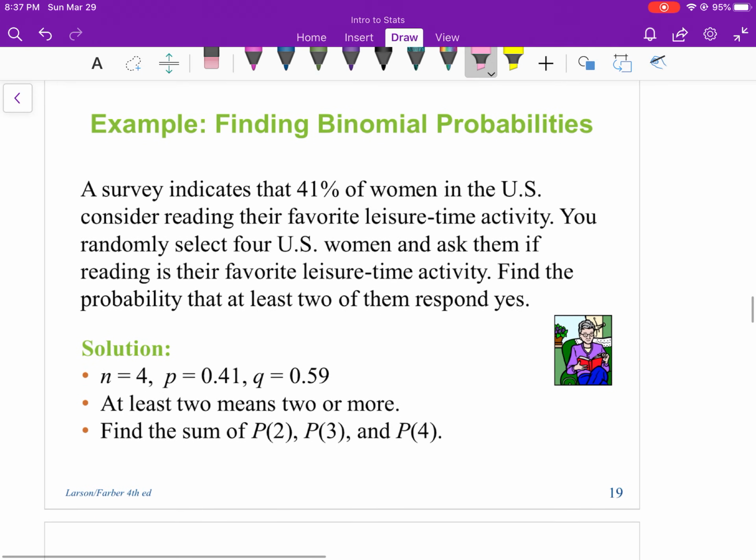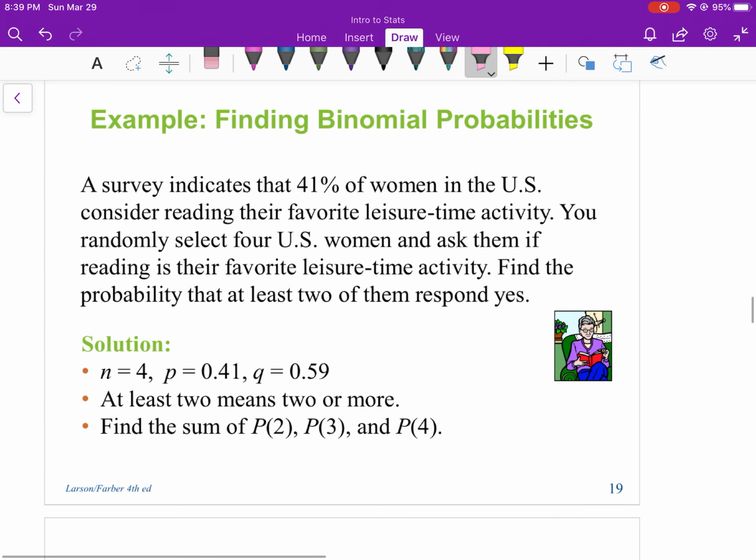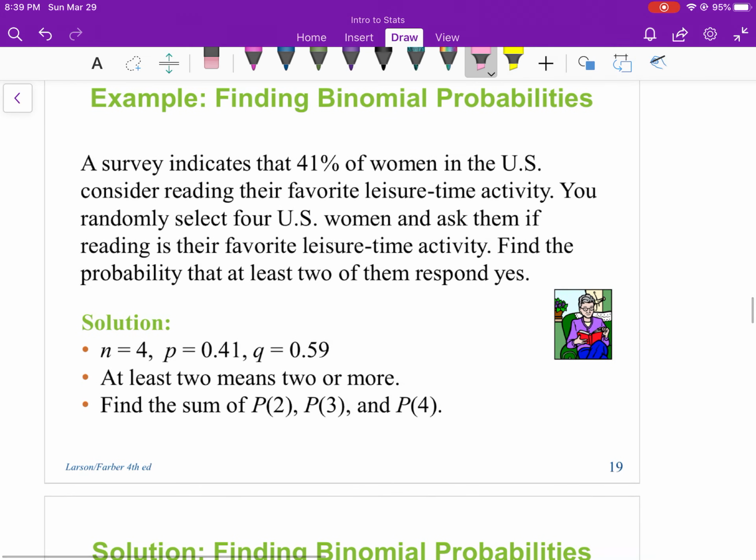Here's another one. A survey indicates that 41% of women in the U.S. consider reading their favorite leisure time activity. You randomly select 4 U.S. women and ask them if reading is their favorite leisure time activity. Find the probability that at least 2 of them said yes.